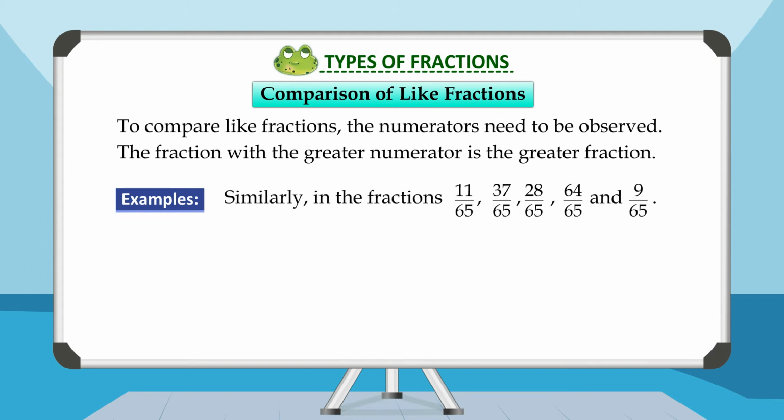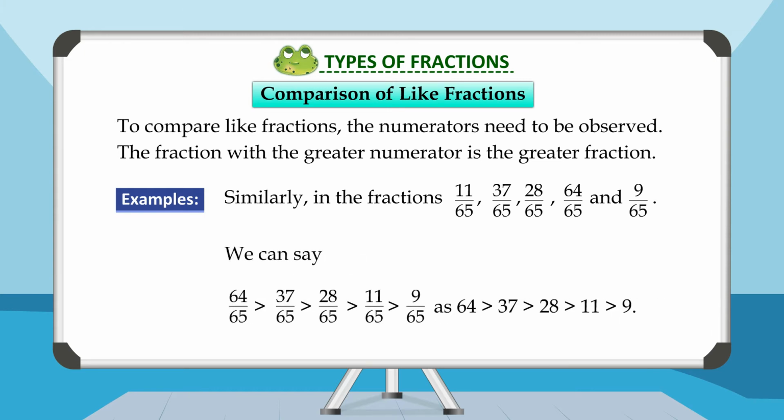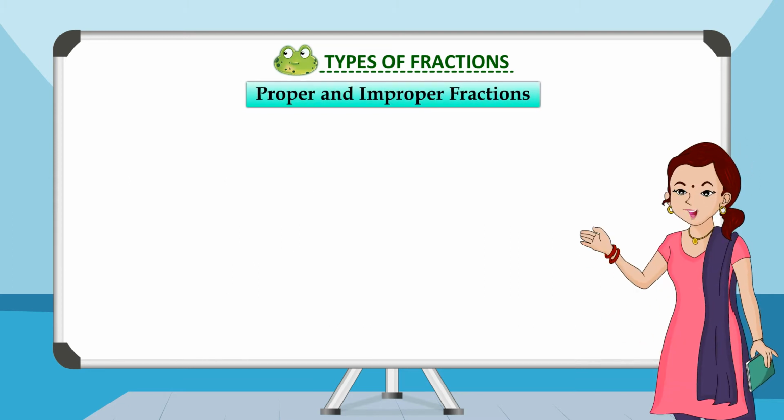Similarly, in the fractions 11 upon 65, 37 upon 65, 28 upon 65, 64 upon 65 and 9 upon 65, we can say 64 upon 65 is greater than 37 upon 65, greater than 28 upon 65, greater than 11 upon 65, greater than 9 upon 65, as 64 is greater than 37, greater than 28, greater than 11, greater than 9.